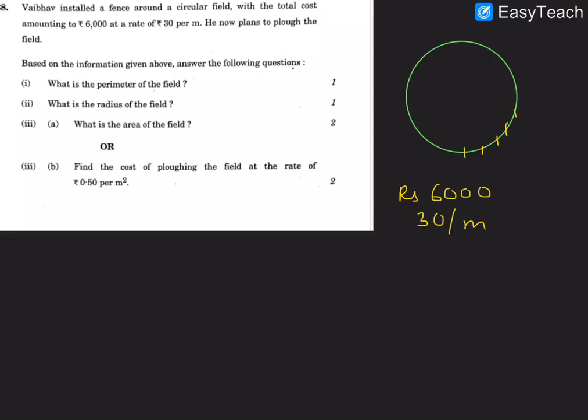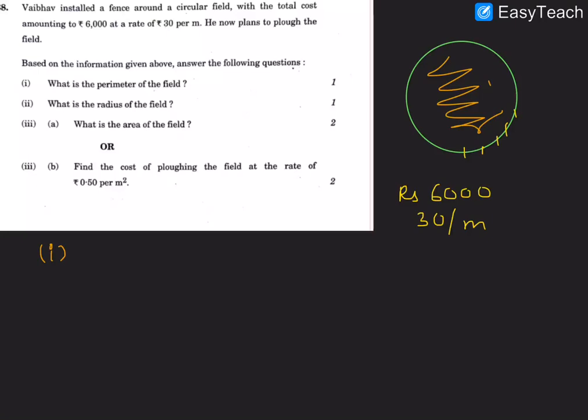He now plans to plough the field. So now he wants to plough the field. That means ploughing the field will be done here, which he wants to do after this. So find what is the perimeter of the field. So first thing we need to find the perimeter of the field.